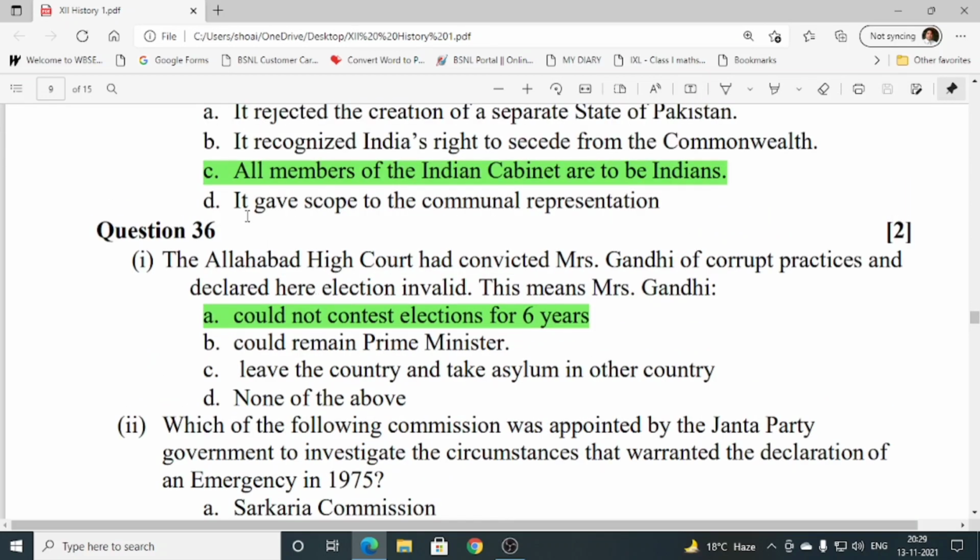Or we can go with D also, but hopefully I'll go with C. Okay, if you feel that this answer is not correct, then please tell me.